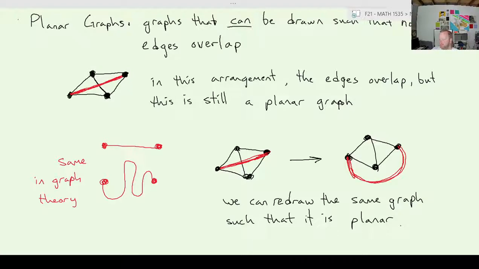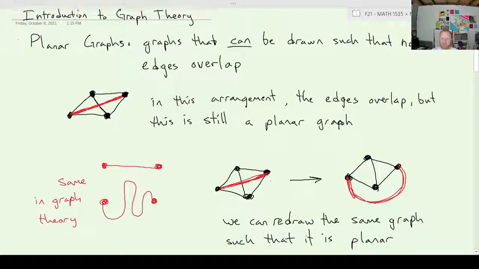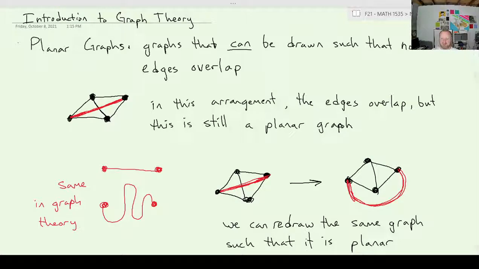Now, we're going to have to think about moving edges like that. We'll actually have some ways to figure out if something is planar or not without having to move these edges around or make these curvy lines like that. Anyway, that'll be in the next video, so I'm going to stop this one here and then talk about the rest in the next part.